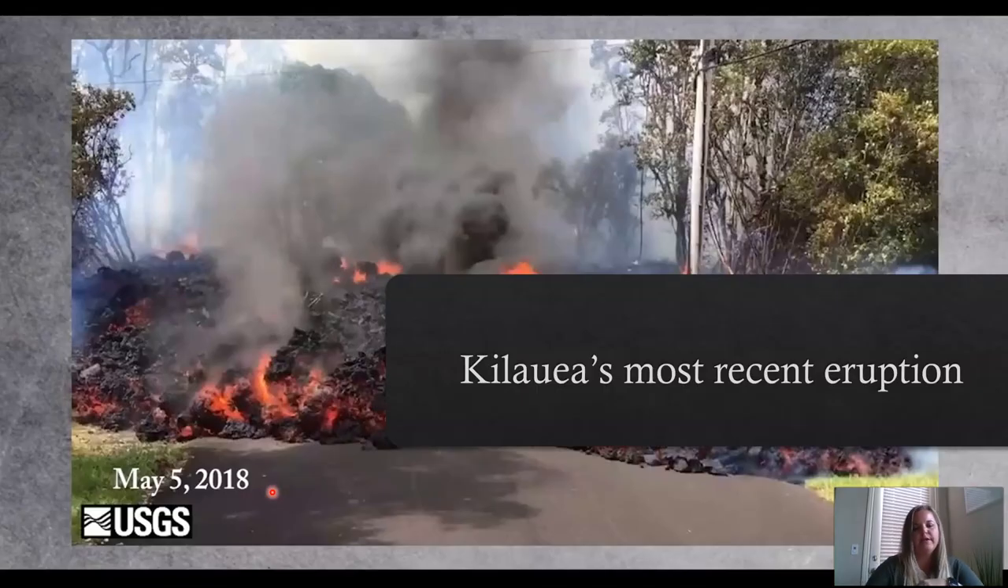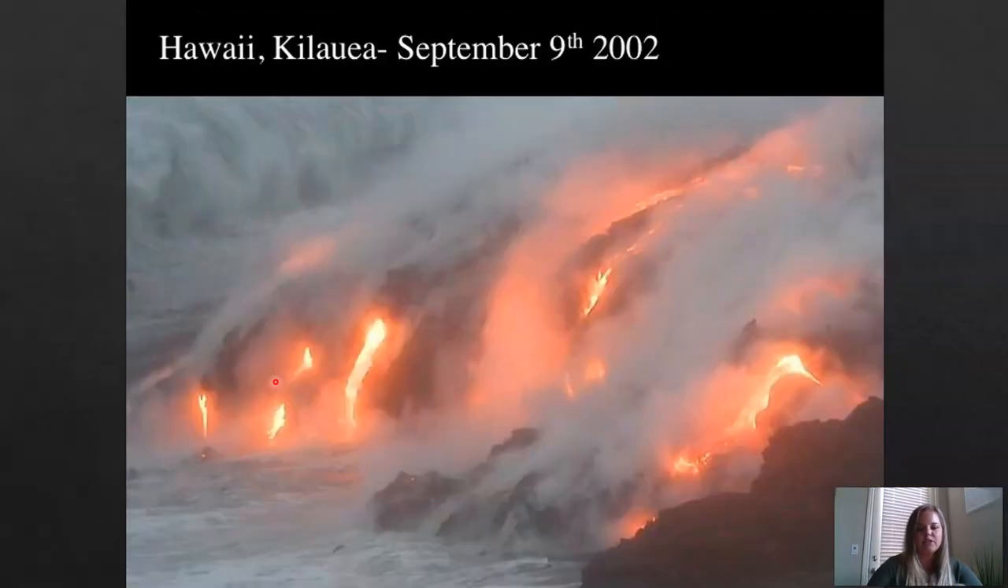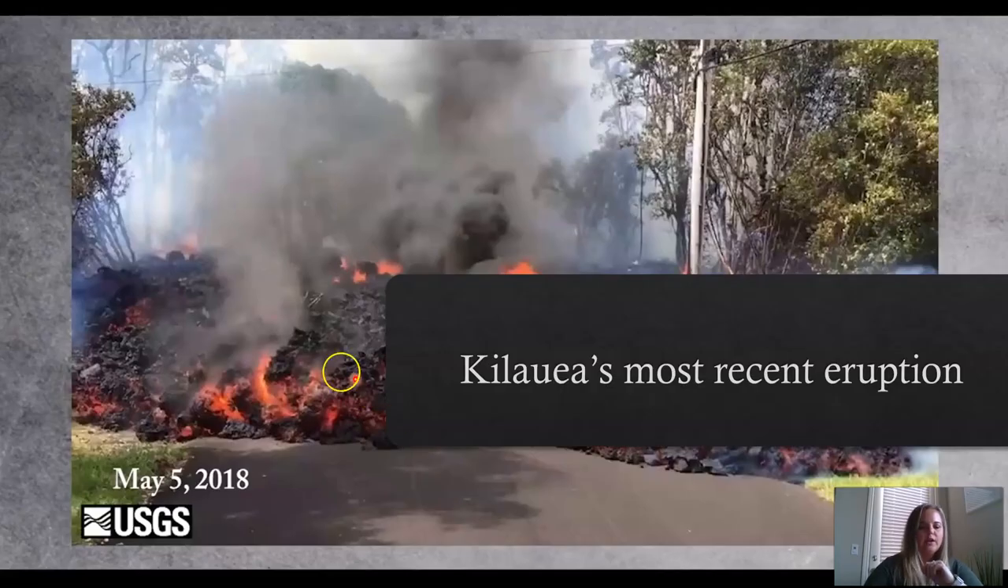Here is one of Kilauea's most recent eruptions in 2018. This one is a little bit more rough. So the lava here is not as hot as it is in some of these other pictures. So here you can kind of see it almost liquid, right? And here it looks a little bit rougher. And that's because the temperature of the magma is not nearly as warm.